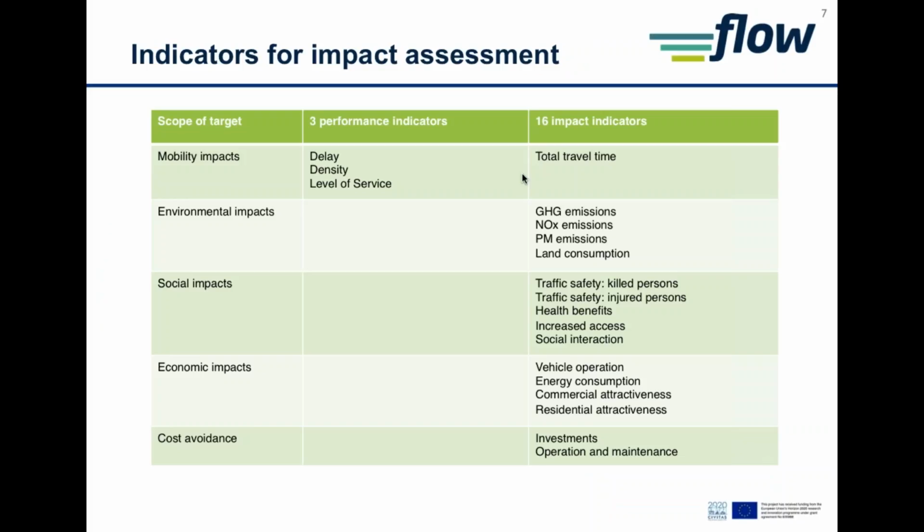You can see on this slide an overview of those indicators: the 3 performance indicators, delay, density, and level of service. We call them performance indicators because they describe the transport network performance, and then the 16 impact indicators. There's one mobility indicator in the impact assessment tool relating to mobility impacts, but there are also 4 indicators relating to environmental impacts, 5 relating to social impacts, another 4 for the economic impacts, and then 2 that relate to the cost avoidance of walking and cycling measures. So we always compare a walking and cycling measure scenario to a without measure scenario. You compare those indicators in 2 cases.